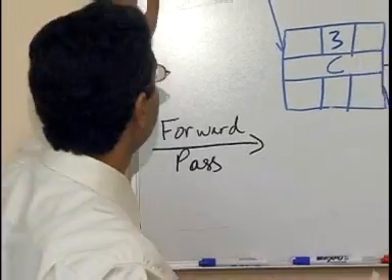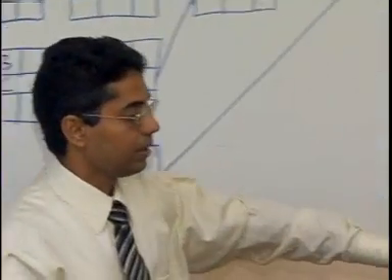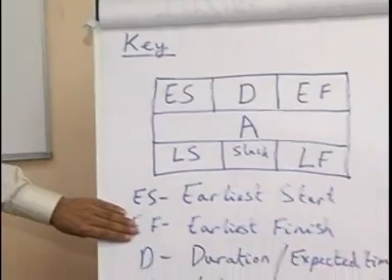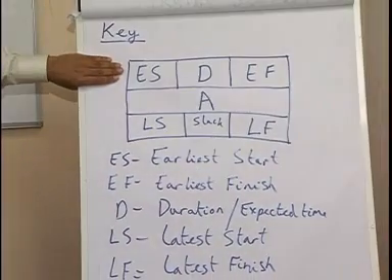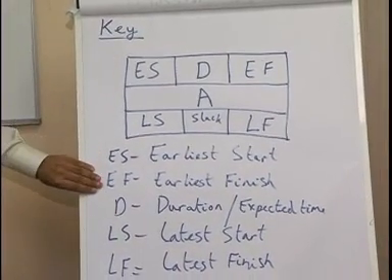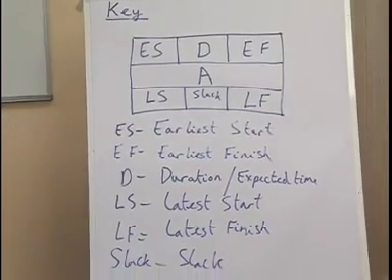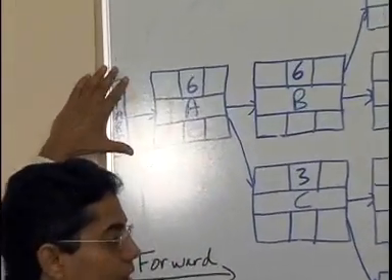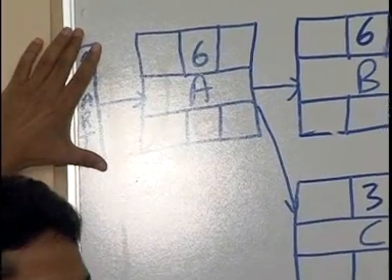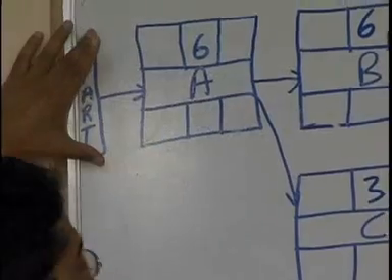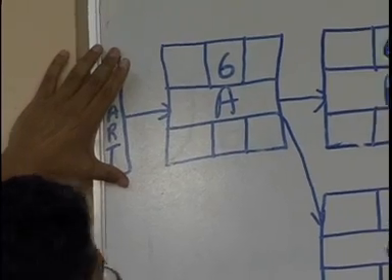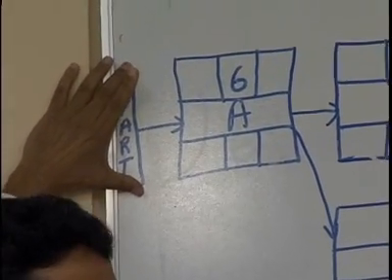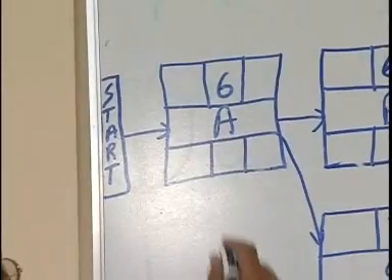Now the forward pass deals with the earliest start and earliest finish, which is the top part of the box. Earliest start and earliest finish. Now, let's look at activity A. What is the earliest start time for activity A? Now, activity A has no predecessors. So the earliest start for activity A is on the 0th day.